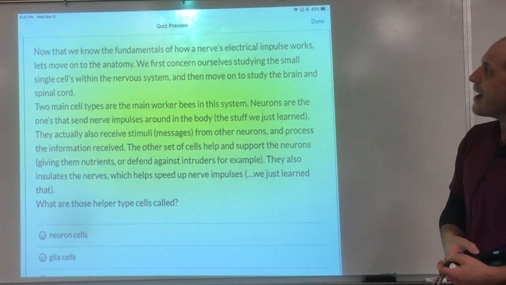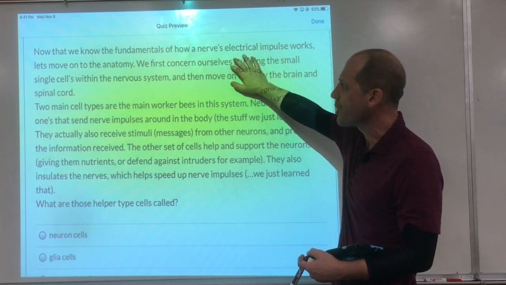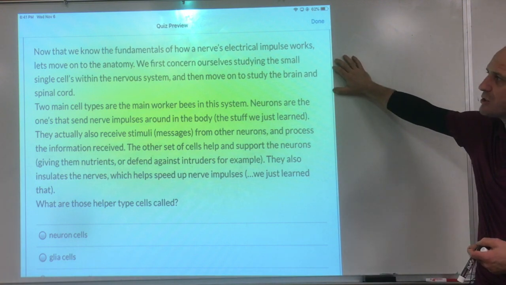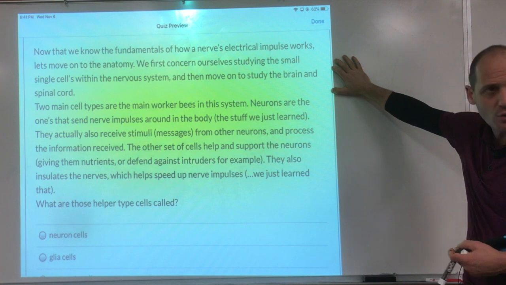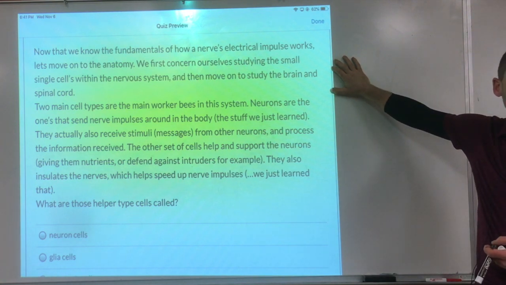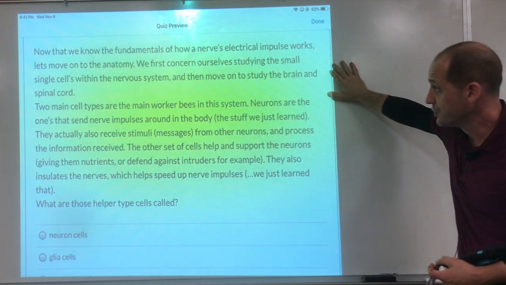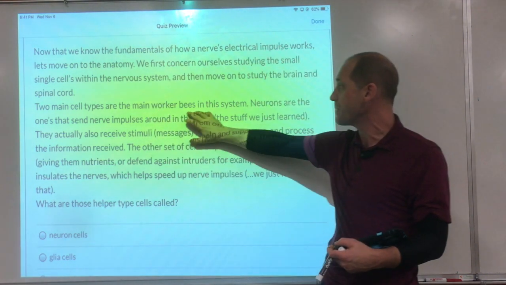Now that we know the fundamentals of how nerve electrical impulses work, let's move to the anatomy. First, we concern ourselves with studying the small single cells within the nervous system, then move to study the brain and the spinal cord, and some receptors like what's in the eye, what's in the ear, and that kind of stuff. Two main types of cells are the main worker bees in the system.